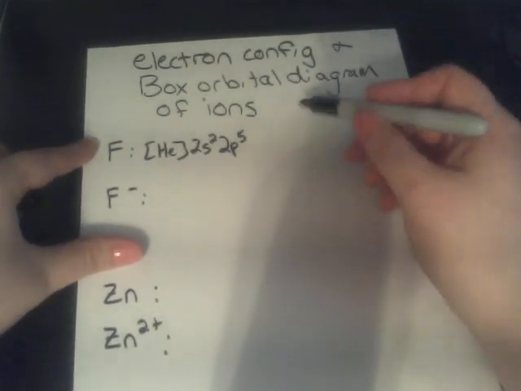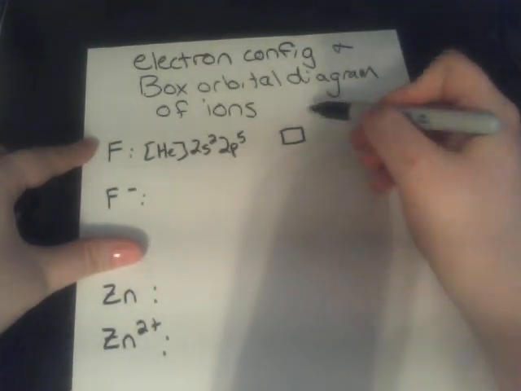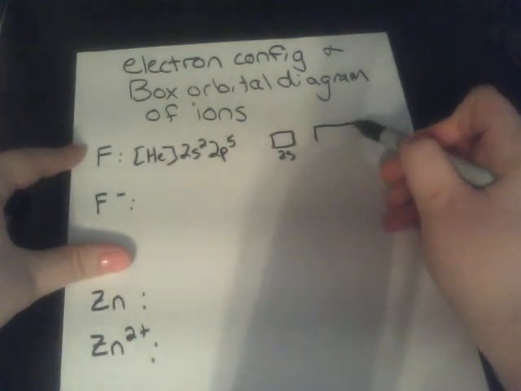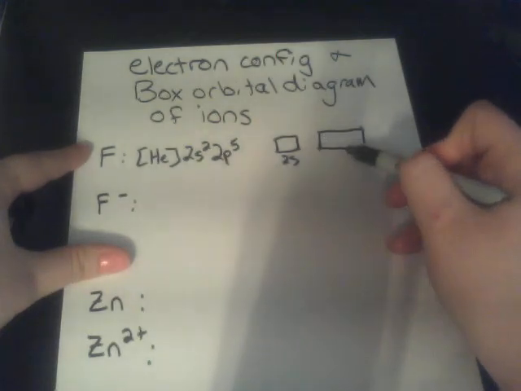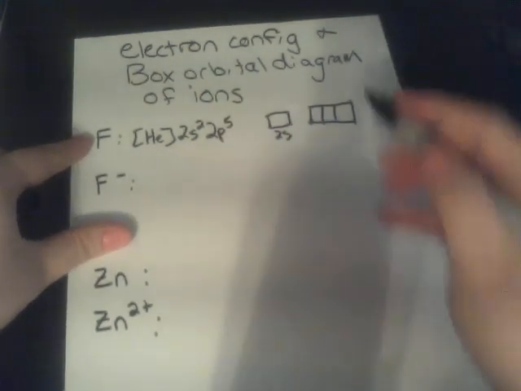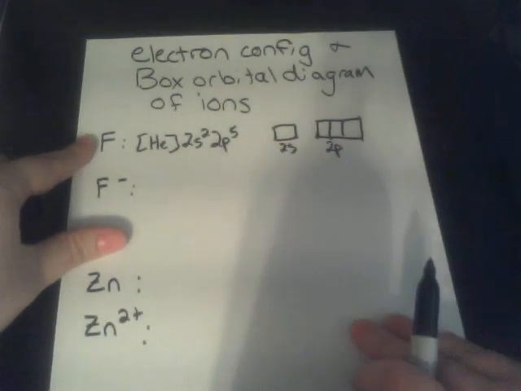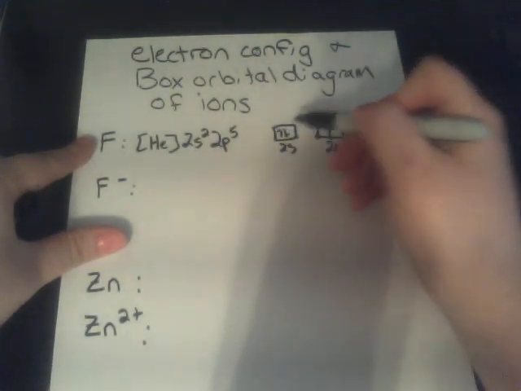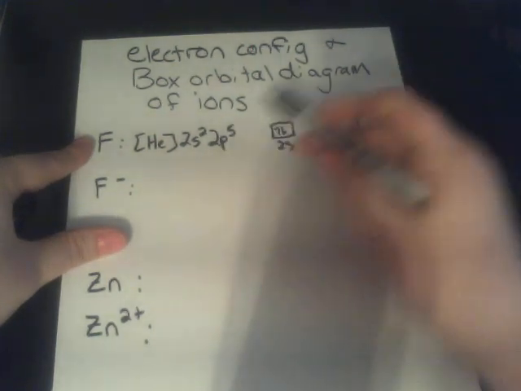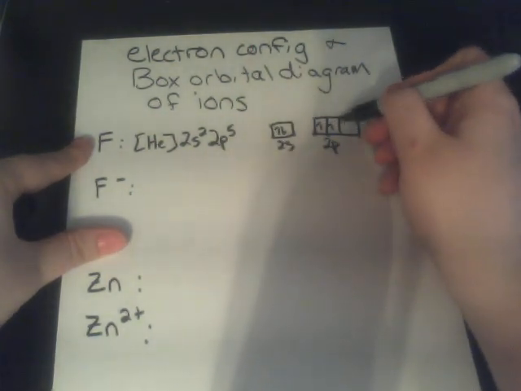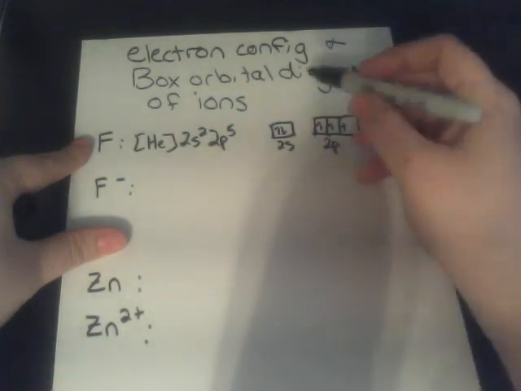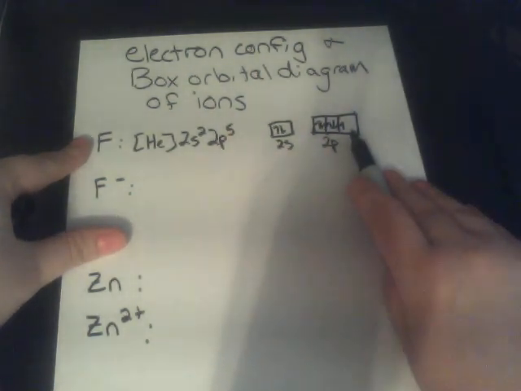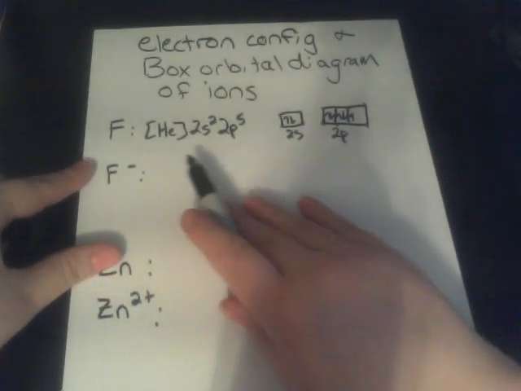So if I were to represent this as a box orbital diagram, remember s only has 1 orbital. So this is my 2s, and p orbitals, there's 3 of them, so 2p. It looks like I have 2 in the s2, so remember the rules, 1 up, 1 down. For the p block, I have 5. So 1, 2, 3, and then they pair up, 4, 5. So I have 1 that only has 1 pointing up. All right, so F minus.